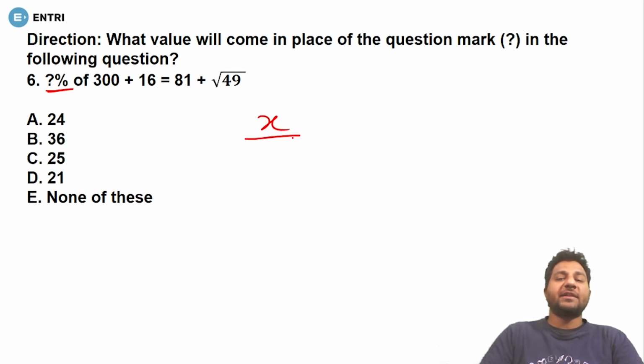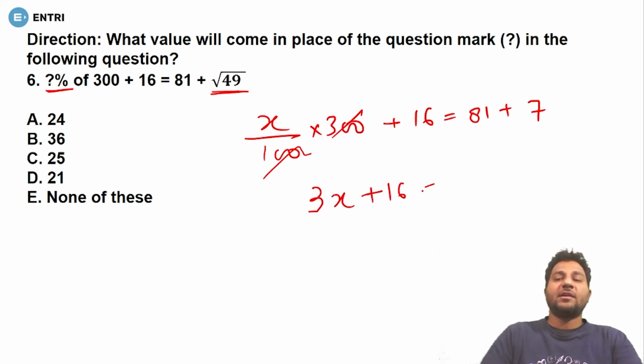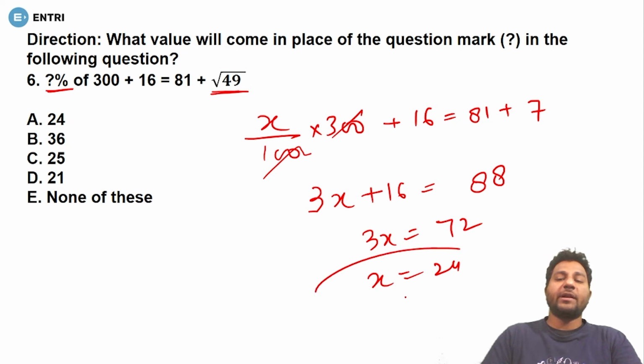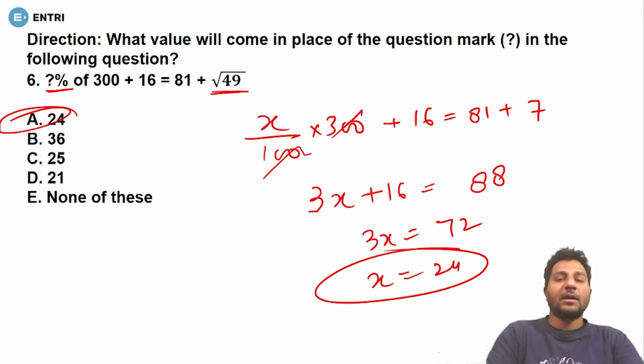x percent of 300. You don't need to write this. I'm writing to make you understand. Okay, plus 16, 81 plus 7. Just write it directly. Then it will be solved. 3x plus 16 is equal to 88. That means 3x is equal to 72. So x equals 24. So option A will be the correct one. Got it?